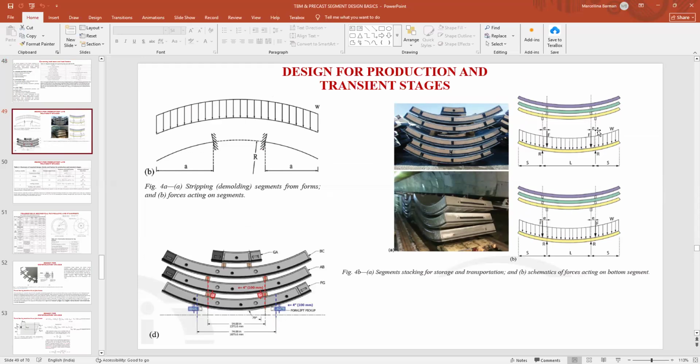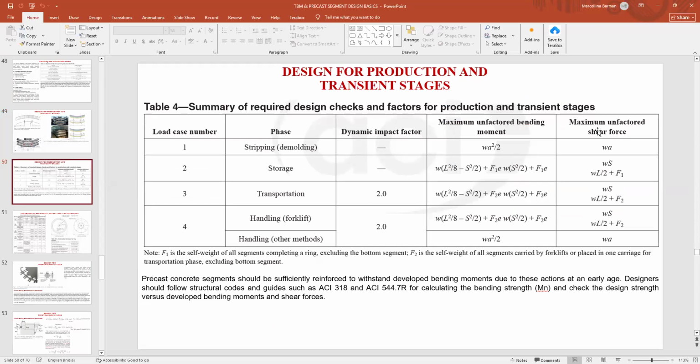So whether your lifting arrangement is creating any additional eccentricity also, that you need to check. For this, all the forces you need to check, and you need to provide that your reinforcement arrangement is able to take care of these additional forces. So these are the standard formulas by which we can determine the bending moment and shear force. And this bending moment and shear force needs to be checked as per the structural capacity of the segment. So these production and transient stage forces need to be compatible with my reinforcement arrangement.